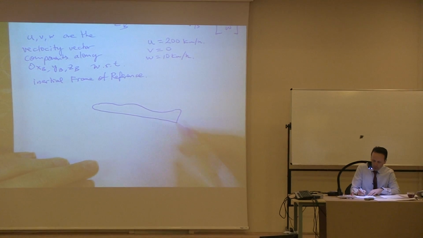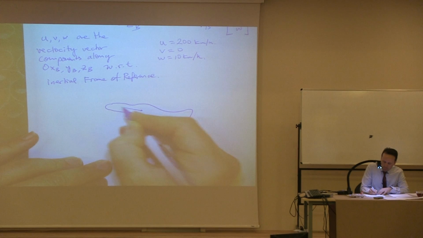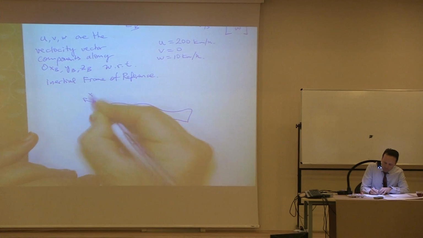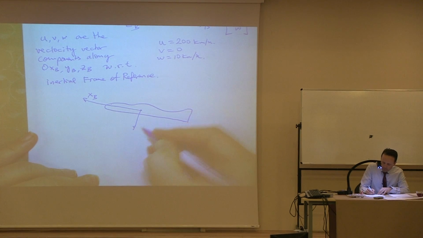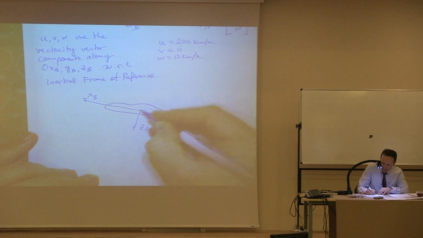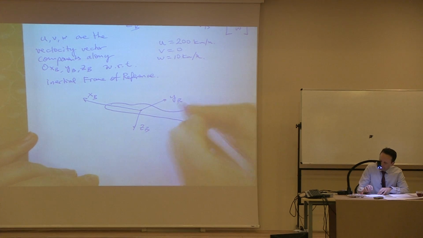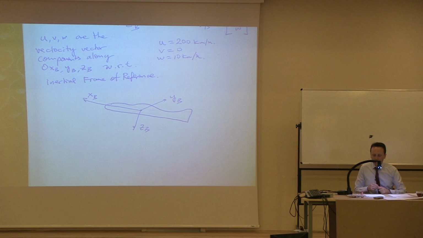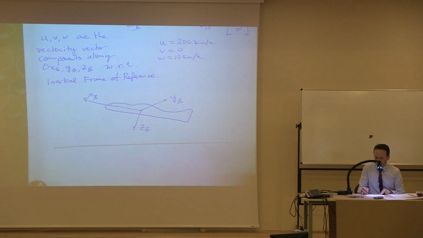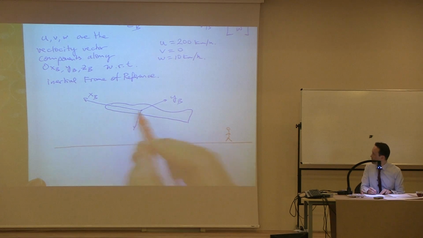Second definition is the following. CG, X body, Z body, and Y body. Now the airplane had a velocity with respect to this person, right? And I wrote it down. It was a velocity vector like that.